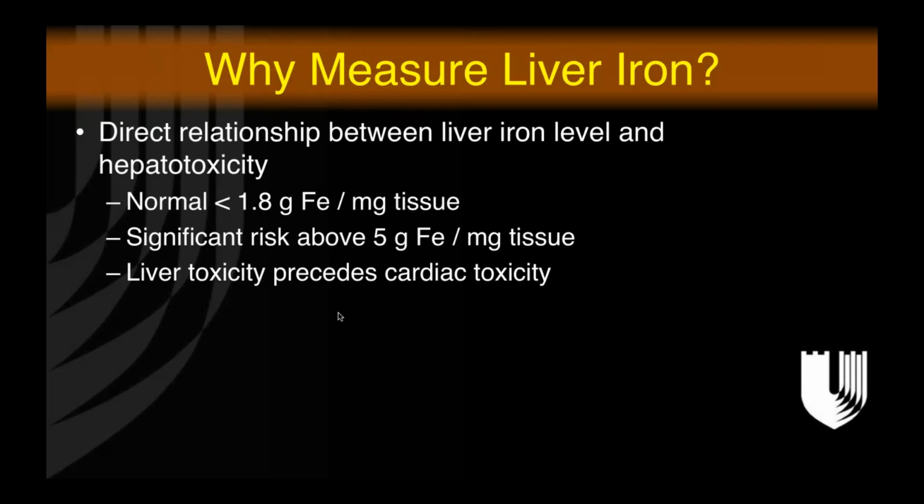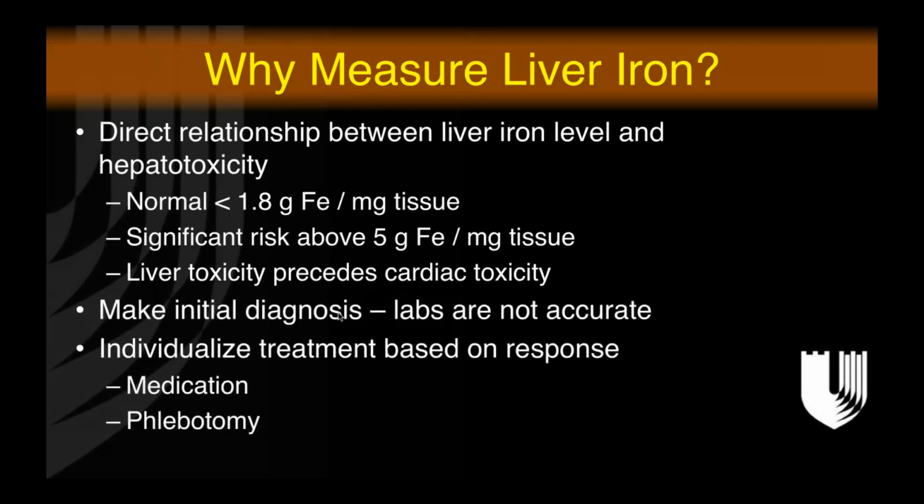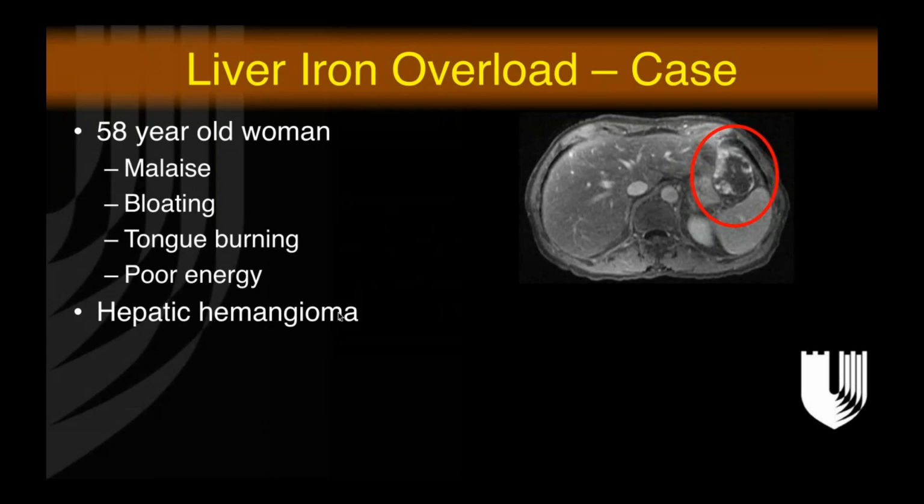Not only are these thresholds important in terms of liver toxicity, but in general, liver toxicity comes before cardiac toxicity. So knowing what the liver iron concentration is can tell us whether or not we need to also assess cardiac iron and cardiac function to see whether or not the patient may be starting to have a cardiomyopathy related to liver iron. So liver iron concentration has a nice role in the diagnosis of abnormal liver iron overload, and it can also be used to assess response to treatment, whether that's medication or phlebotomy. We can do serial measurements to see whether the liver iron is going up or down or staying the same based on the treatments.